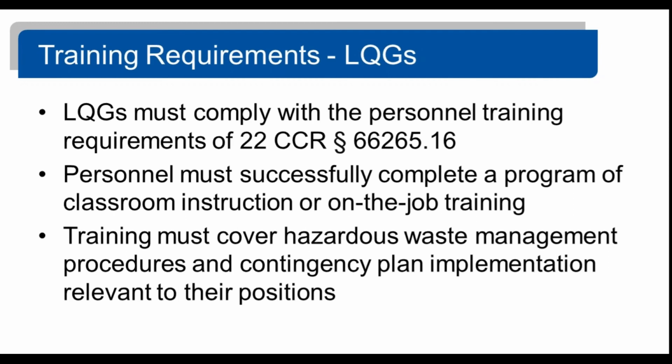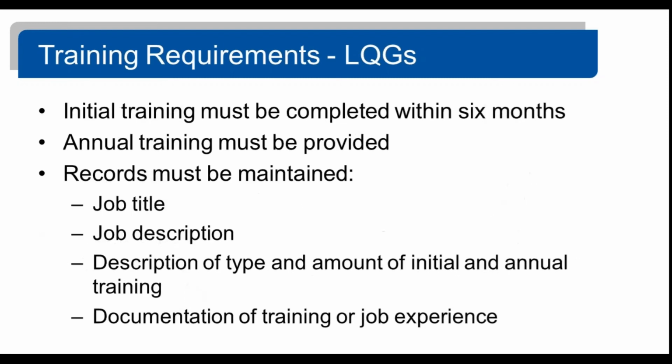So for large quantity generators, training requirements are spelled out in state regulations, Title 22. Employees must complete classroom or on-the-job training specific to hazardous waste management and emergency response procedures relevant to their positions. Initial training for these employees must be provided within 6 months of job hire and placement. And then annual training also must be provided for the affected employees. Now, there are requirements for records and what has to be included for training documentation of these employees.